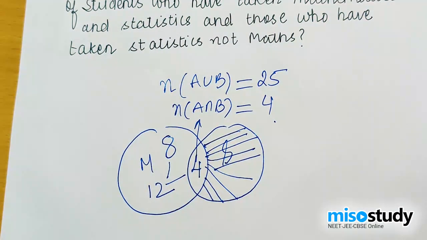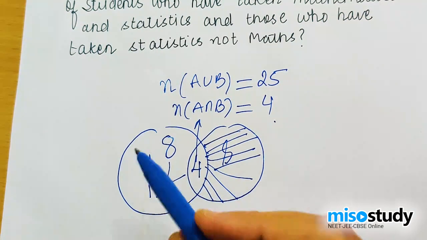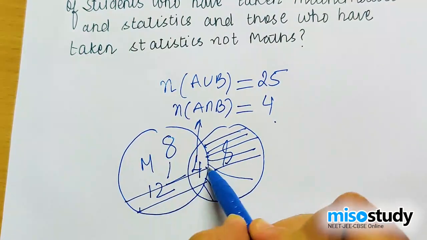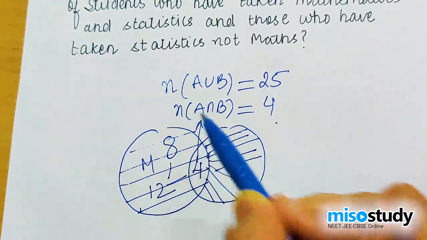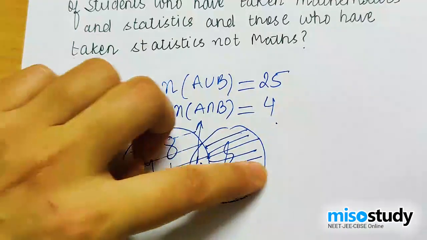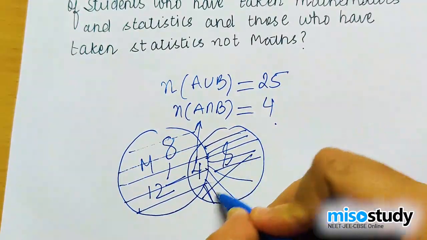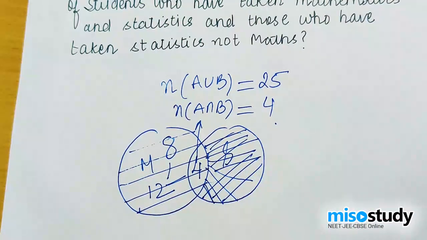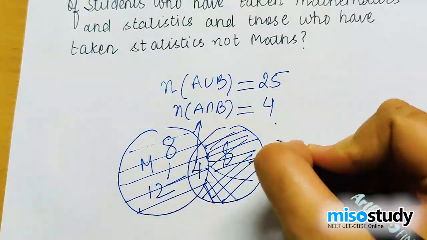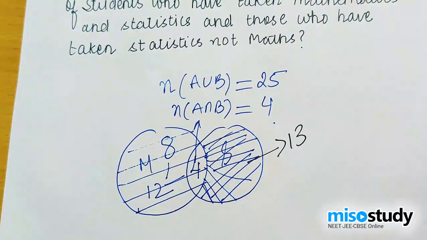We just don't need to calculate anything. This much is 12. In total this is 12. To make it 25, this must be how much? Only stats would be 13. Only then it will be 25, because this complete is 12. To make it 25, this must be 13 only.